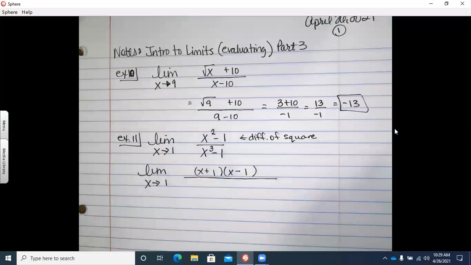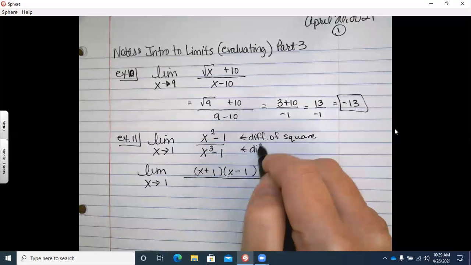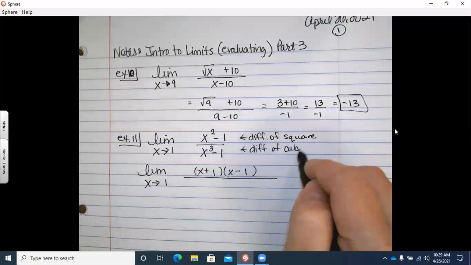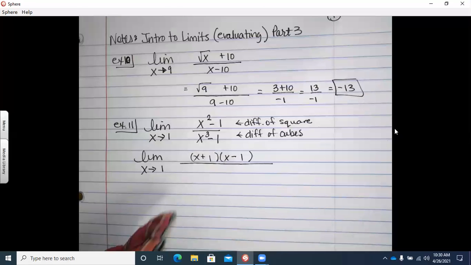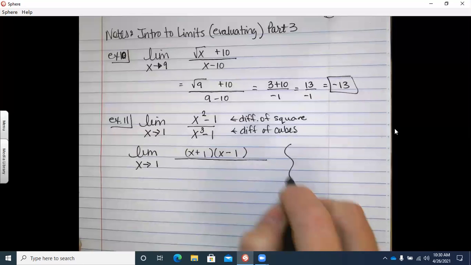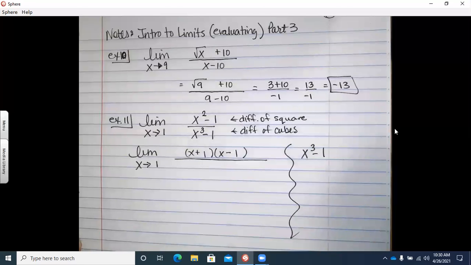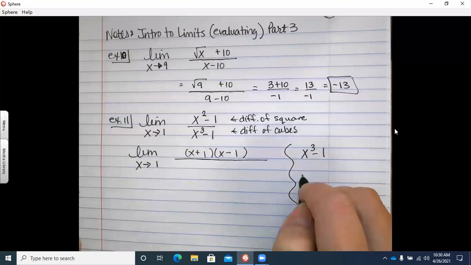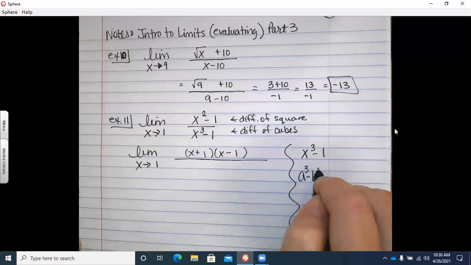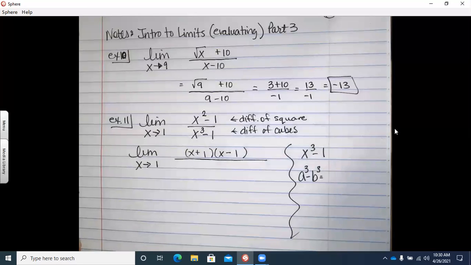X cubed minus 1, the denominator. Is that also a difference of squares? What is that? Difference of cubes. We factor that one differently, right? It's easy, but it's not as easy as difference of squares. Let me do it over on the side. Difference of cubes. Remember, that follows a pattern. If you have a perfect cube minus a perfect cube, such as a cubed minus b cubed, the first set of parentheses is a minus b. That's the cube root of the first term minus the cube root of the second term. Remember, if it's a sum of cubes, that would be a plus b, right? Sum of cubes is different.